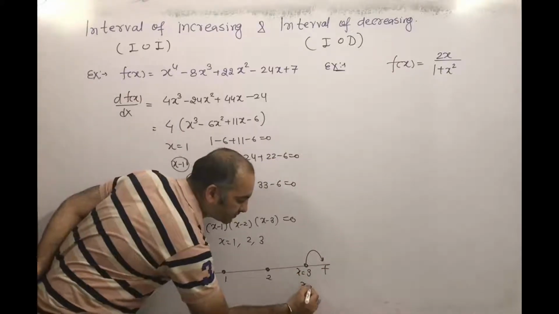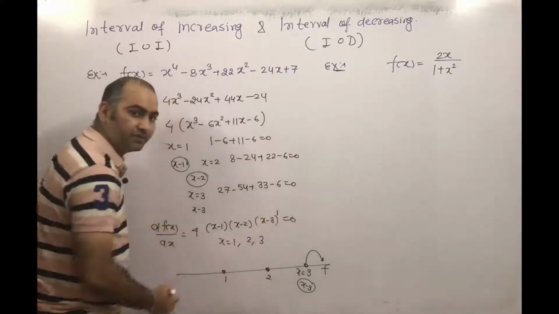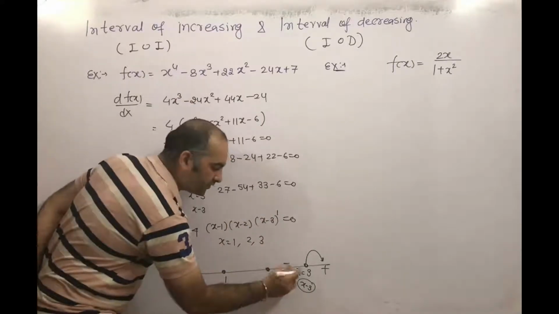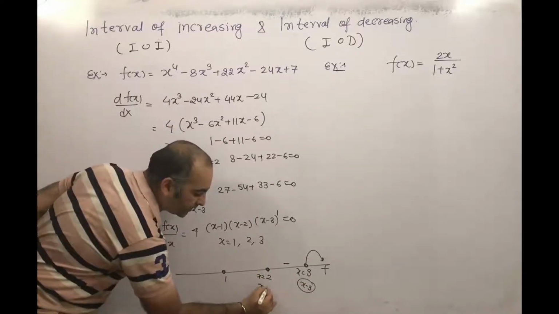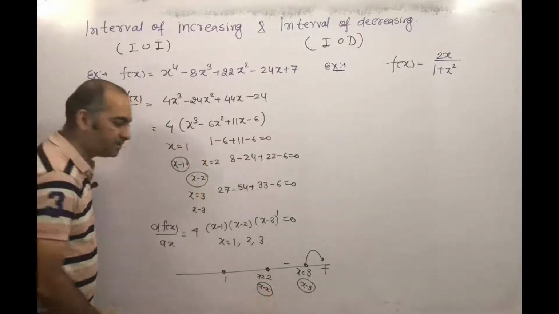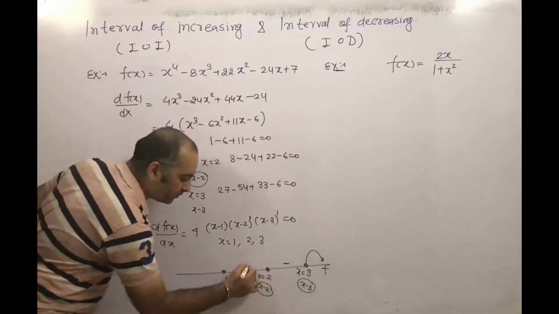Next we have to check x equal to 3. So we have to check x minus 3. The power of x minus 3 is odd, so we have to change the sign. So in this interval it will be negative. Next will come 2, so x equal to 2. We have to check x minus 2. The power of x minus 2 is odd, so we have to change the sign. So this will be negative, and this will be positive.